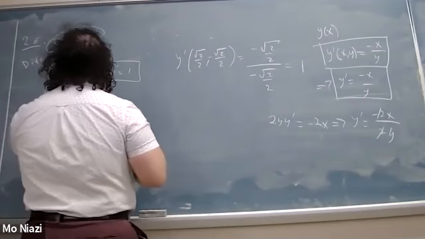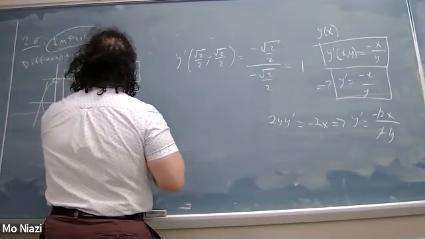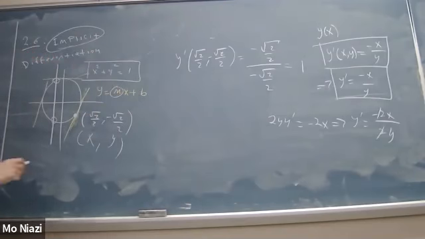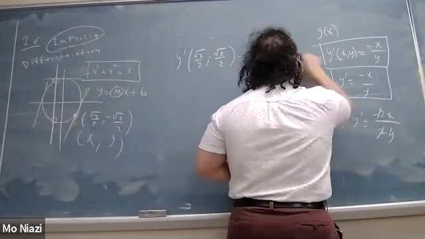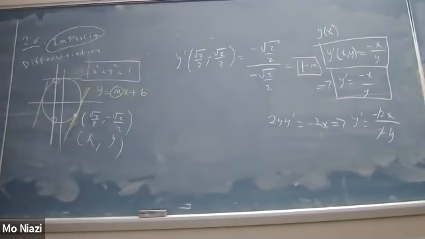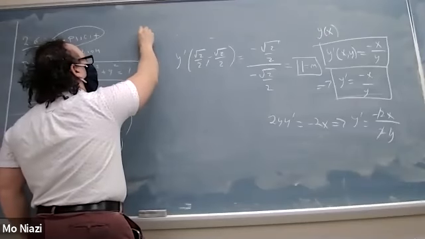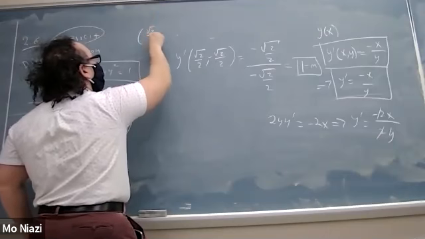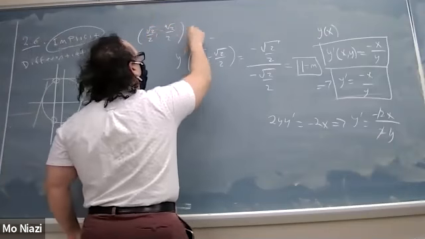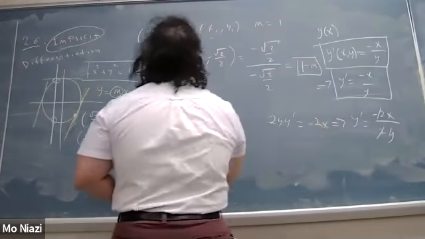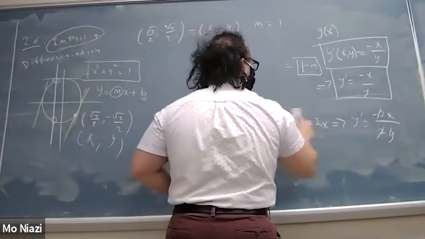Recall, a line has the equation y is equal to mx plus b. We just discovered what m is. M is equal to 1. We have not discovered what b is, but we could if we wanted to, because we have a point on the function and we have a slope. We can use point slope form to find the equation of that.